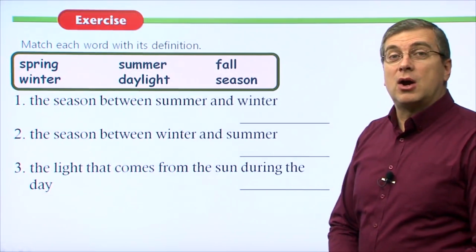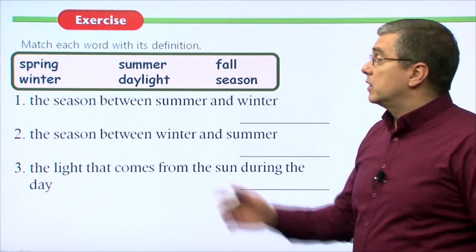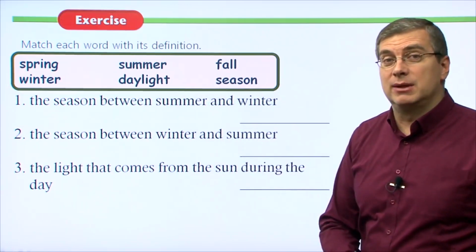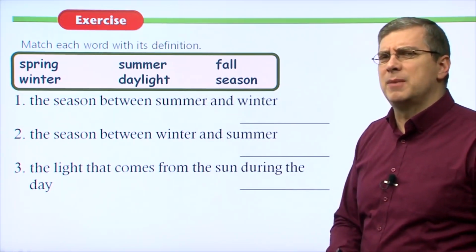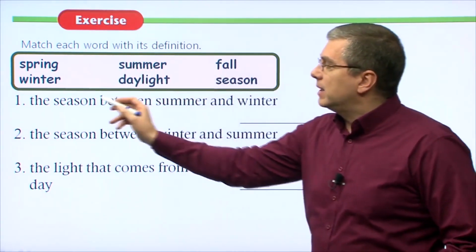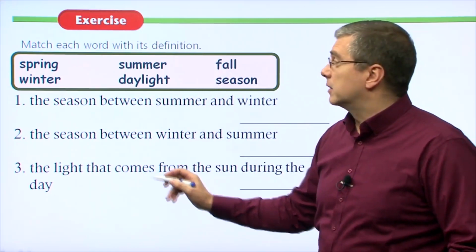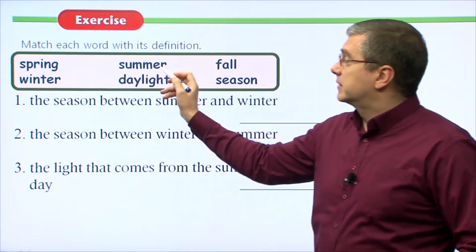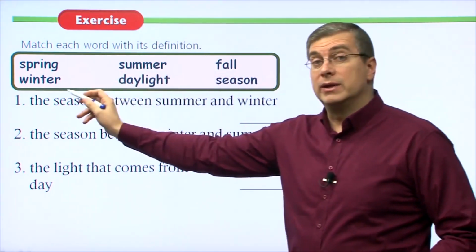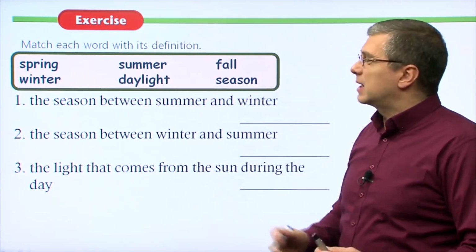Okay, let's talk about our words. Let's review and see how well you remember the words that we just studied in the vocabulary section, right? Let's test our memory. In this exercise, we have the words here, and we need to match them to their definitions. So how well do you remember these words? Our words are spring, summer, fall, winter, daylight, and season. Okay, so let's take a look at these.